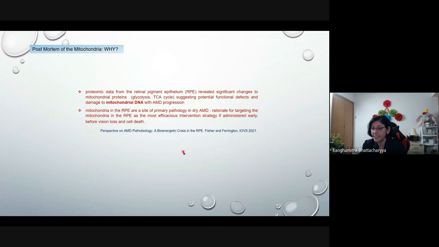Fisher and Farrington have also supported this idea and the data that mitochondria in the RPE are a site of primary pathology for dry AMD. And this forms a rationale for our experimental study to target the mitochondria in the RPE as the most efficacious intervention strategy if administered early, so that we can prevent vision loss and cell death.